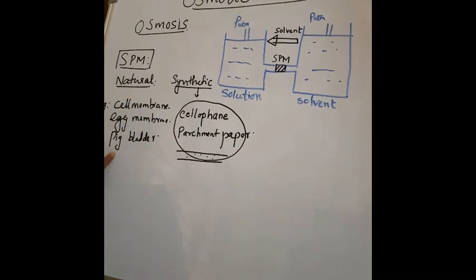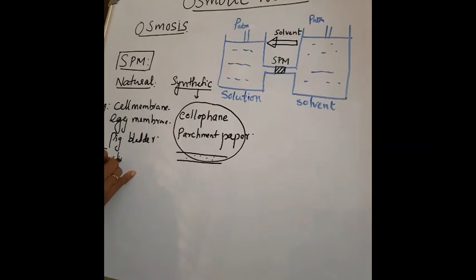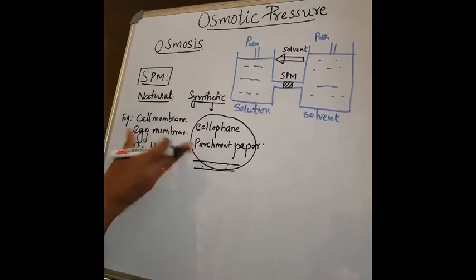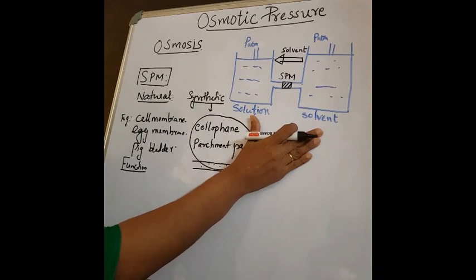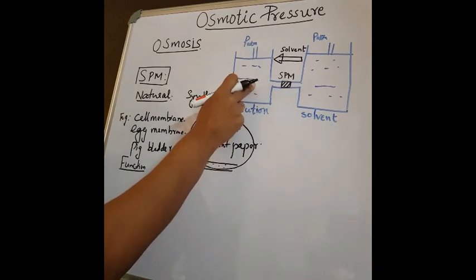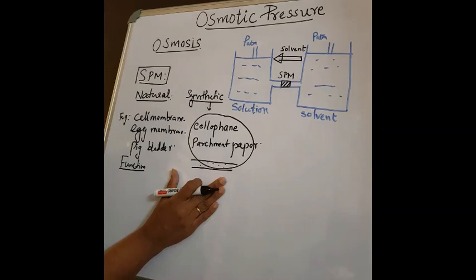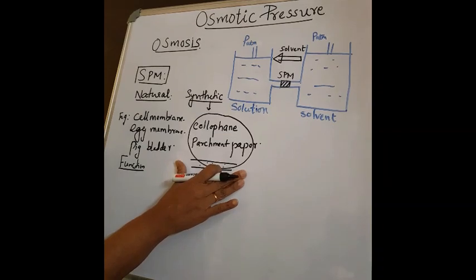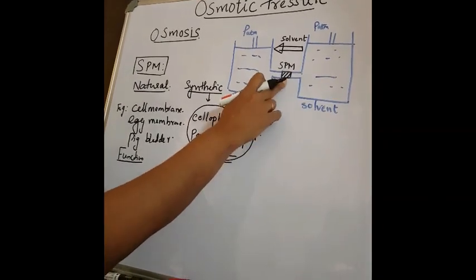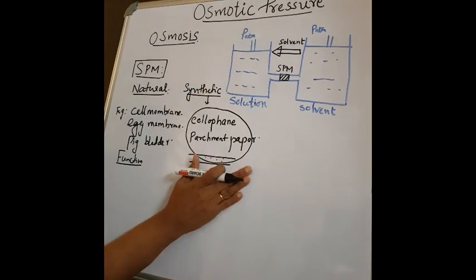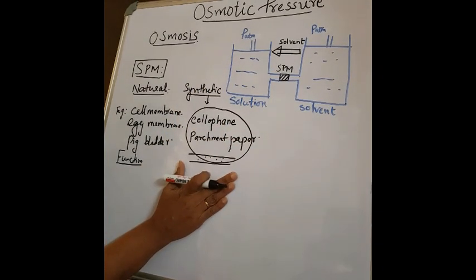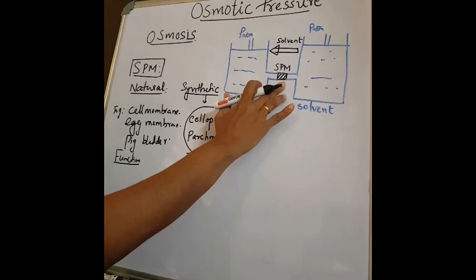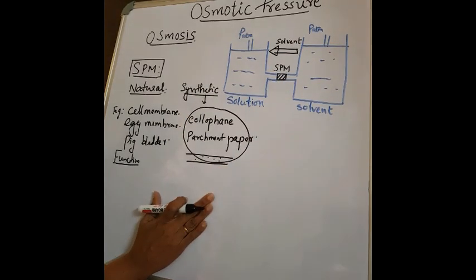Okay. Now what is the function of this semi-permeable membrane? The function is that it allows only certain kinds of molecules to pass through. So in this case it allows the solvent molecules to pass into the solution. That is called osmosis. So you can define osmosis as the passage of solvent molecules through a semi-permeable membrane. That is a simple definition of osmosis.